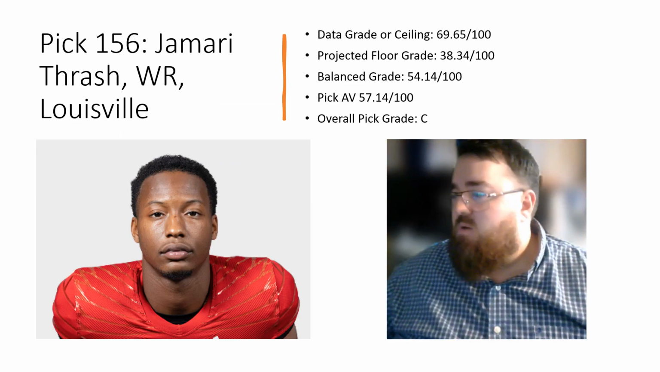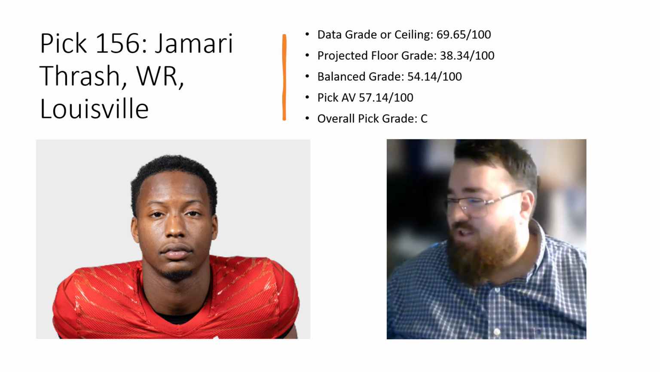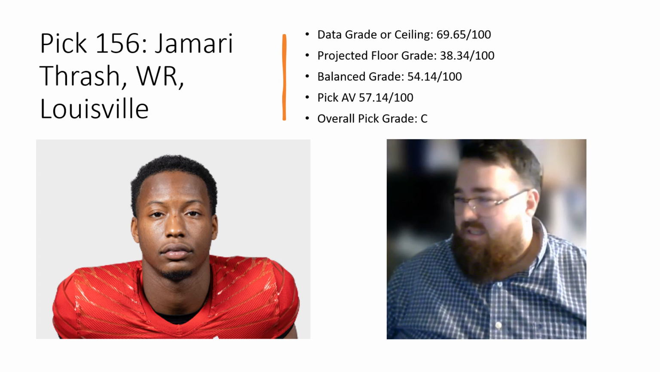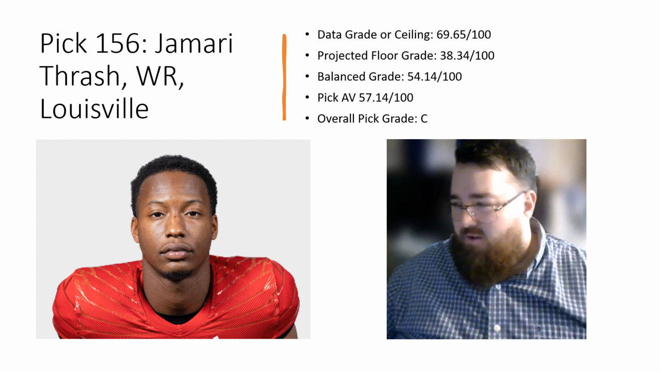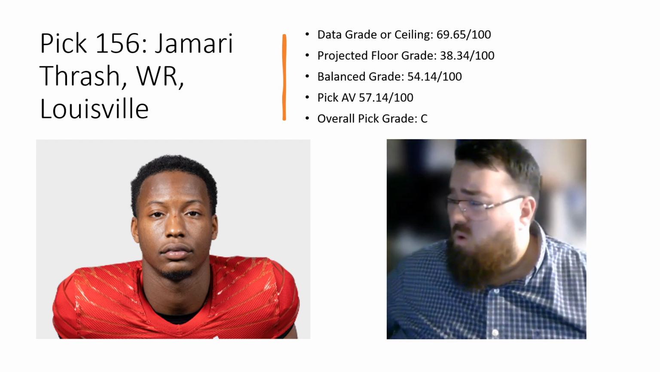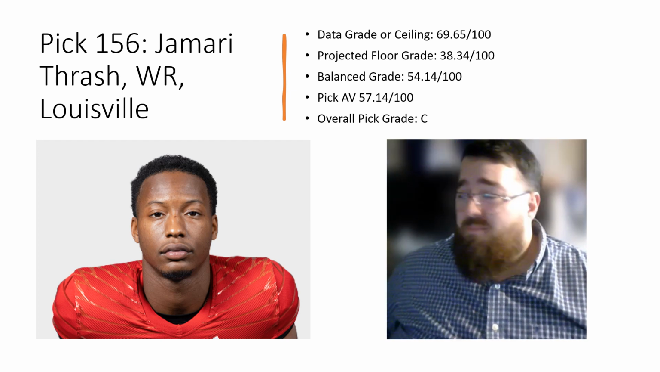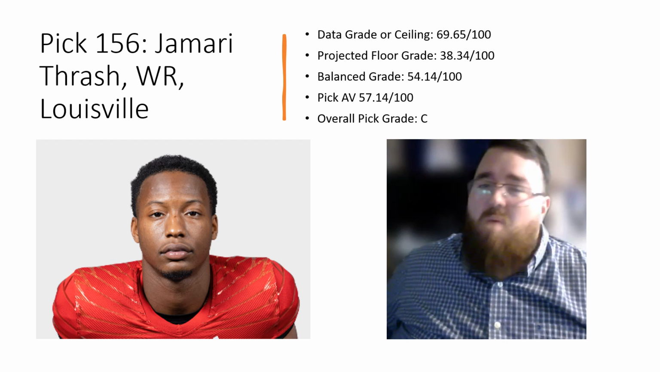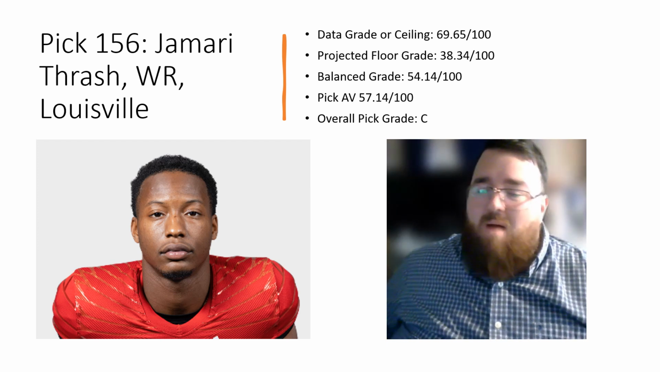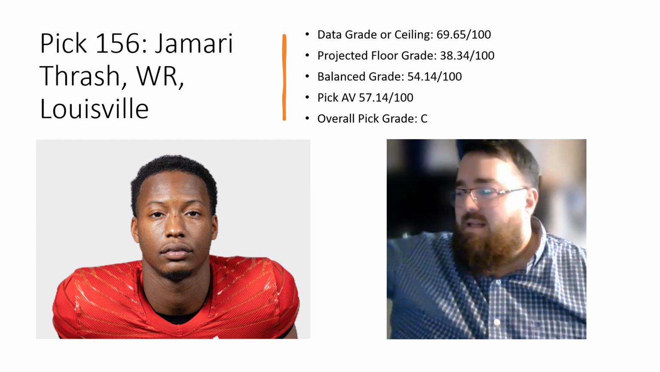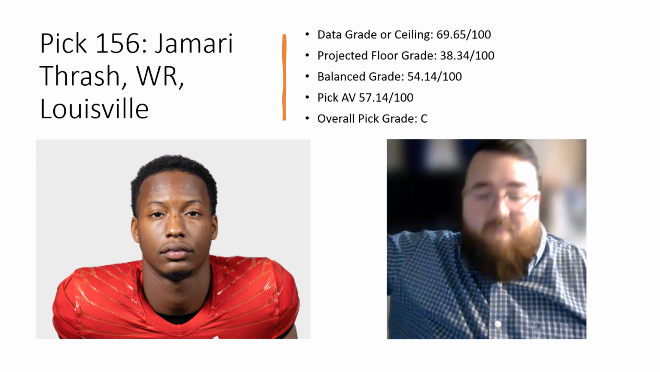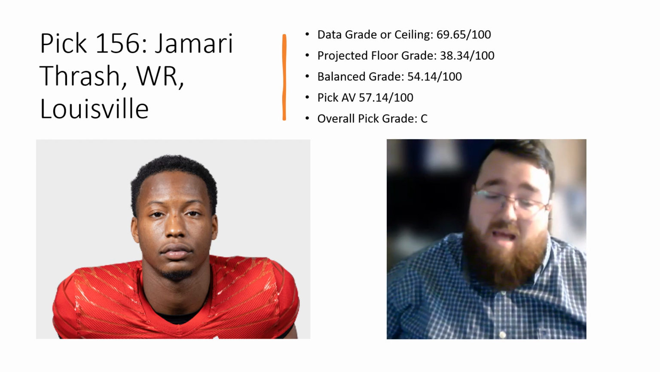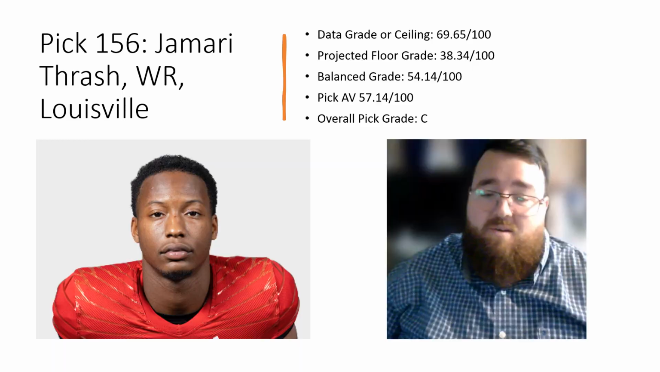Then, of course, we get to pick 156 and Jamari Thrash, wide receiver out of Louisville. His data grade is 69.65 out of 100. His floor is 38.34. His balance grade is 54.14. And his pick AV is 57.14 out of 100. Overall pick grade would be a C. So I'm just going to raise his grade up to a 70 percentile. I'm just rounding up, if you will, for that. So he definitely would be considered a C.